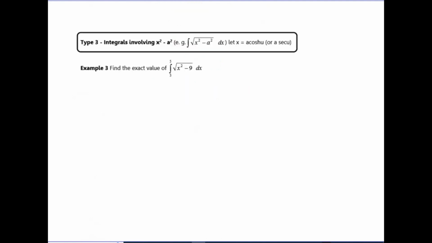The third type is x squared minus a squared. So again, we're going to use the identity that cosh squared minus sinh squared is 1. But this time making sinh squared the subject gives you cosh squared u minus 1. So because the x is first, I can let x equal cosh u in this case and do the substitution.